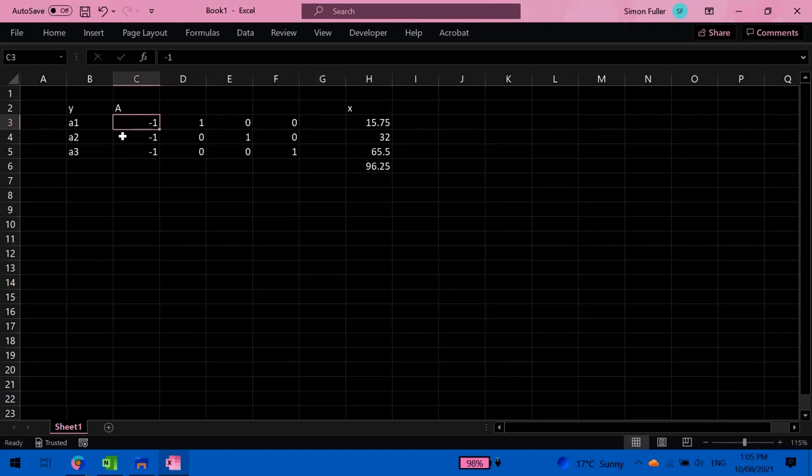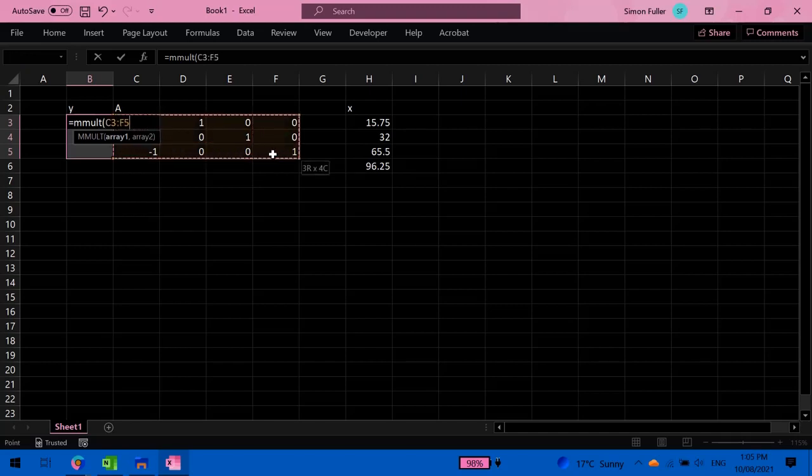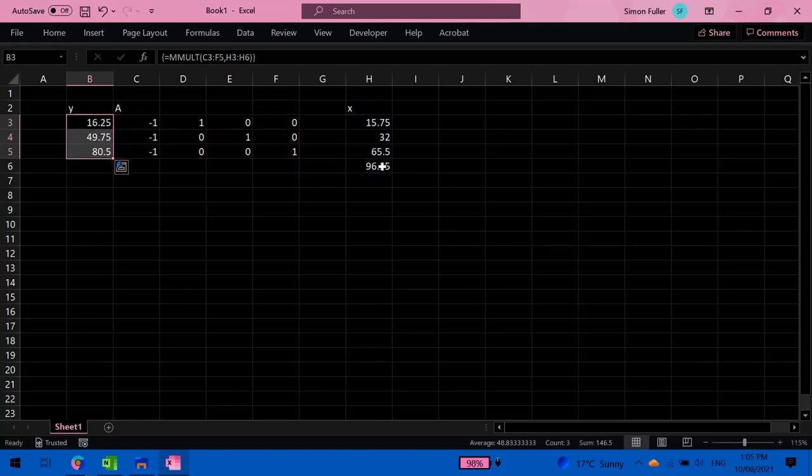We were expecting this to be the difference between direction 2 and direction 1. So this should be 16.25 degrees, which is the difference between these two. So let's do that via matrix algebra in Excel. So we'll delete these. This will be matrix multiplication of A by X. And of course, Control Shift Enter to get the values.